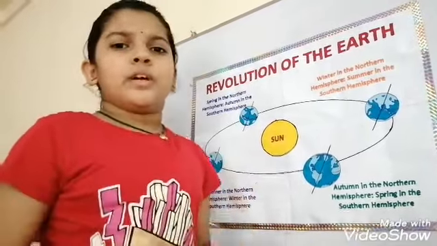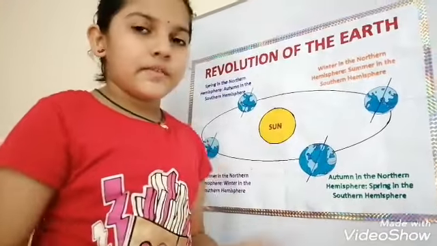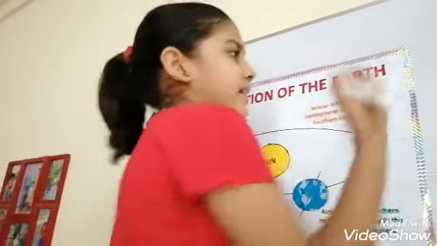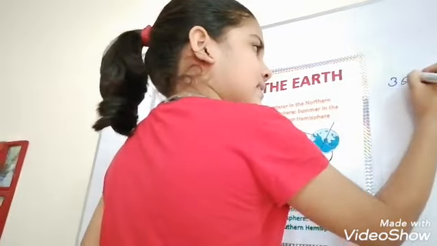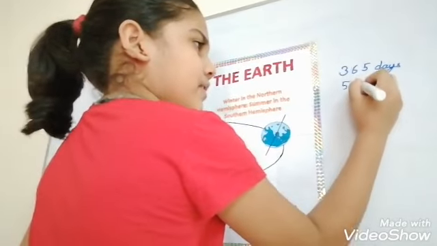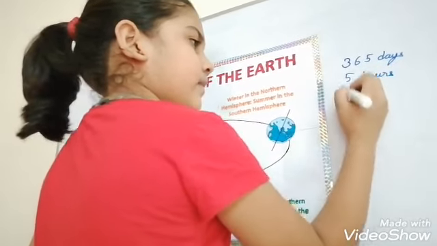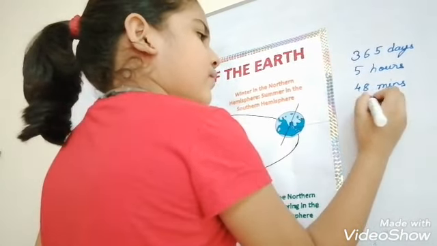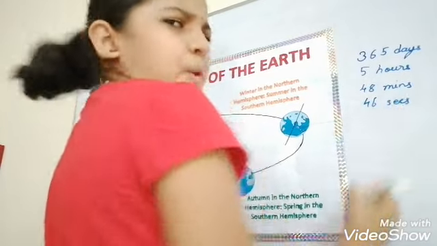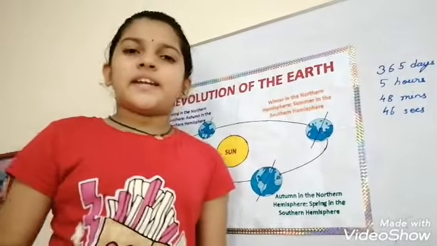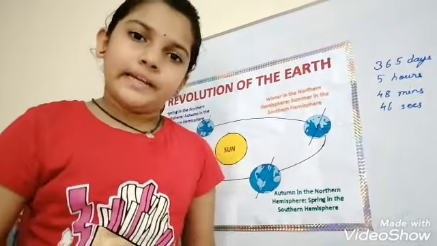So how much time does the earth's revolution take? It takes 365 days, 5 hours, 48 minutes and 46 seconds. Too confusing, right? So for ease we will say 365 days and 6 hours, or 1/4 of a day.